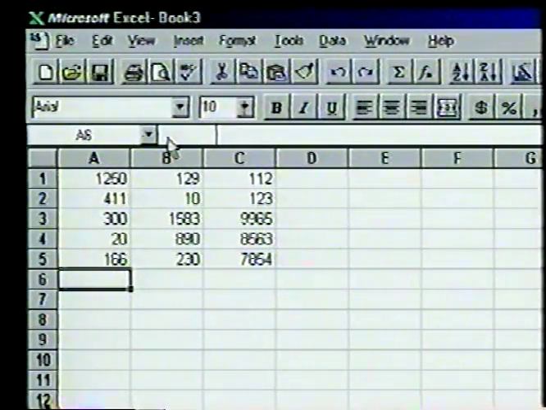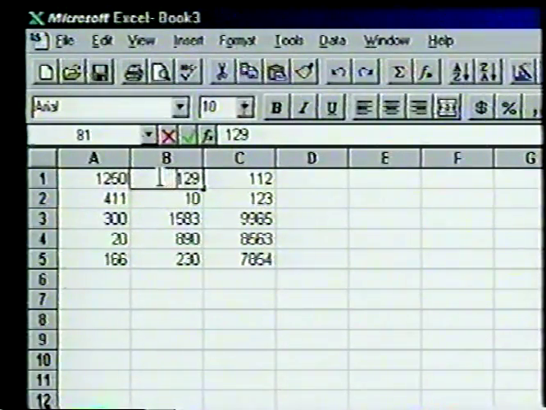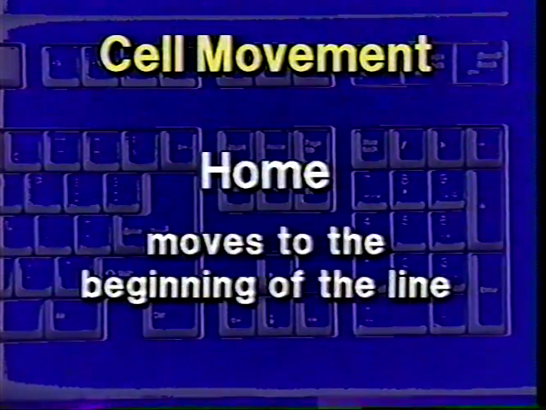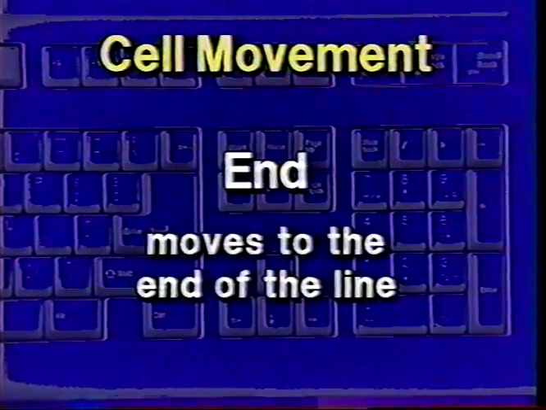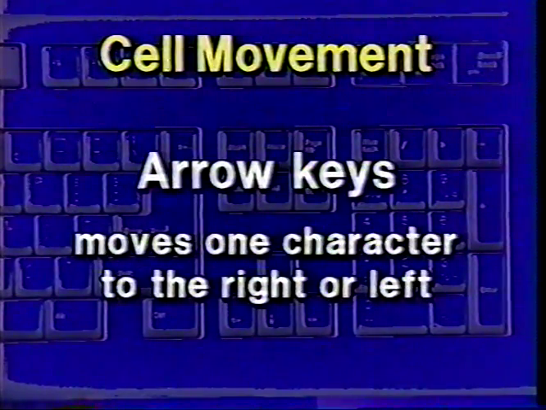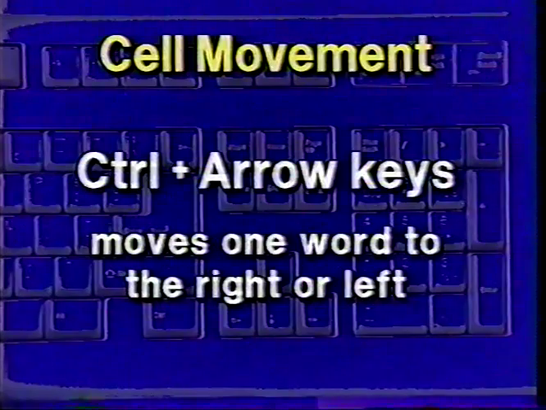We can change and correct information after we enter it by double-clicking the cell containing the data we want to edit. Let's double-click cell B1. Press the Home key on the keyboard to move to the beginning of the line. Press the End key to move to the end of the line. Use the right or left arrow keys to move one character to the right or left. Hold down the Control key and press the right or left arrow keys to move one word to the left or right.